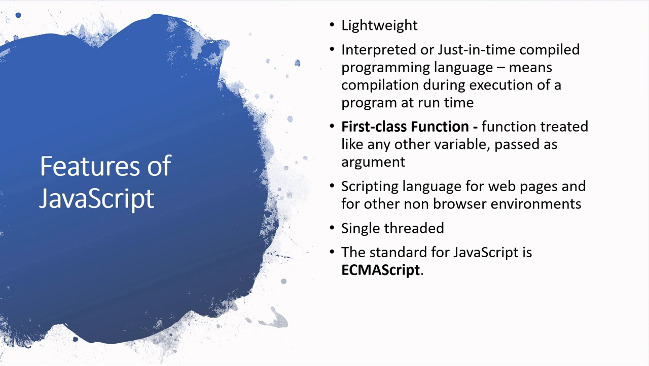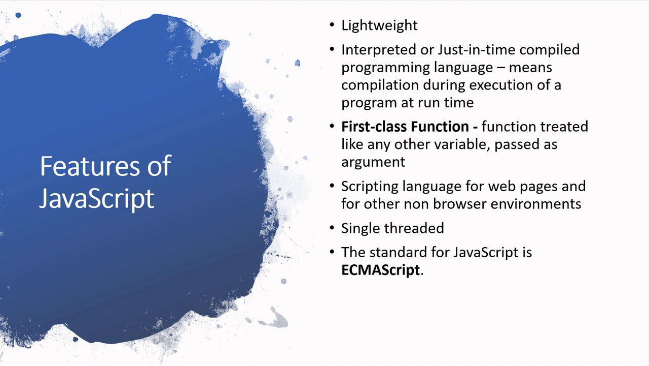And what is interpreted? JavaScript is an interpreted language. There is a thing called the just-in-time compiler. There is a compilation also. It's not only an interpreter, there is a compiler also. It's a just-in-time compiled programming language, meaning the compilation happens during the execution of the program at runtime. When you run it, at that time it will be compiled, interpreted and executed.